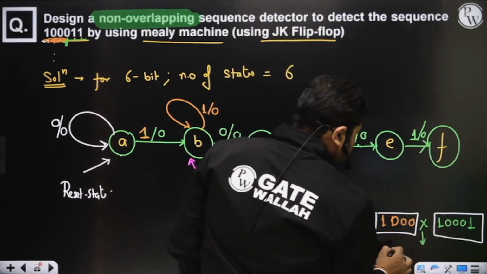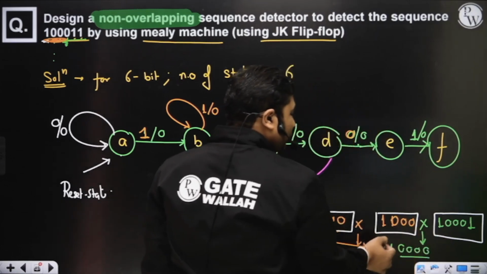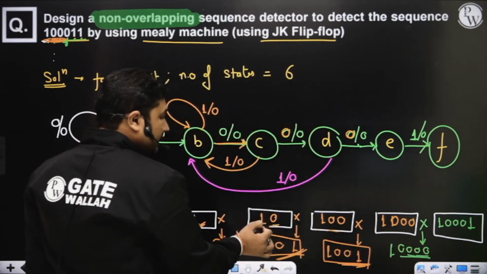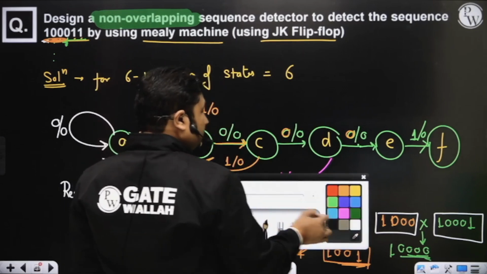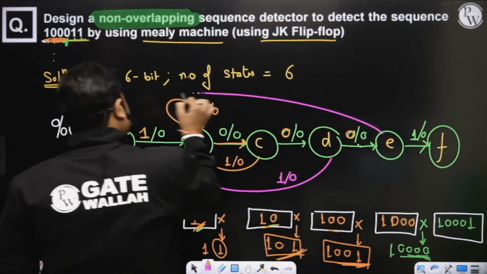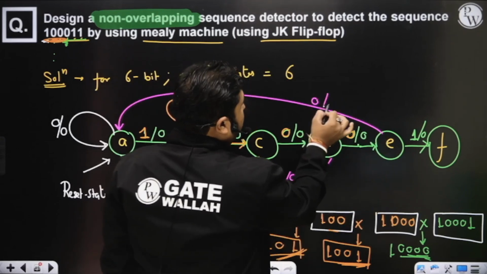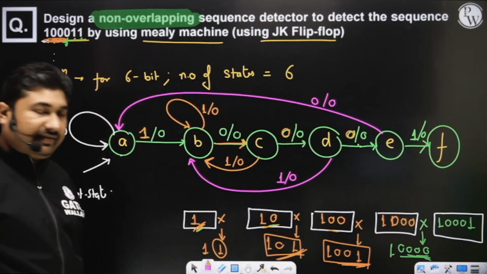If it is 0, then it is not the required sequence. Now compare these 4 bits with the 4-bit state, compare 3 bits with the 3-bit state, compare 2 bits with the 2-bit state, compare 1 bit with the 1-bit state. If it does not match, then come to the reset state. So from E, it comes to the reset state. In case 0 appears, output is 0. Now we have the last state F.